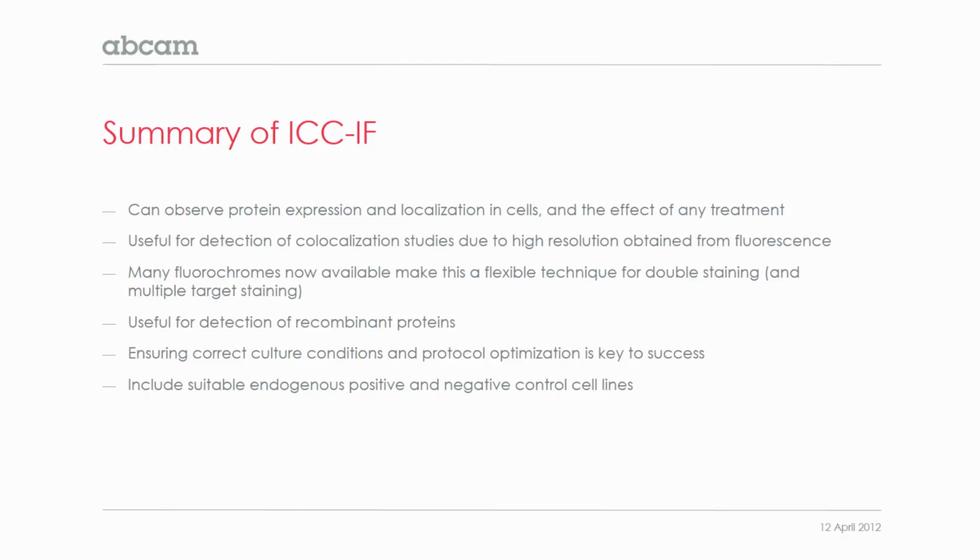Useful for the detection of recombinant proteins, which are usually expressed in cell culture. The important things are to ensure the correct culture conditions and protocol optimization, and these really are the key to success. And always remember to include suitable endogenous positive and negative control cell lines.